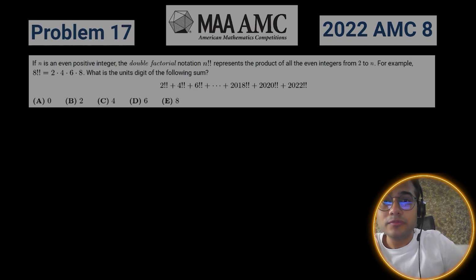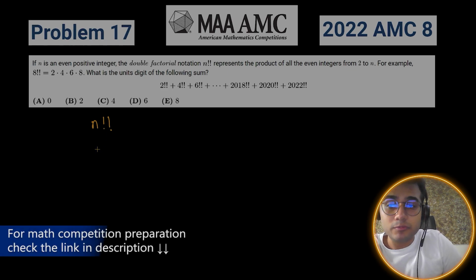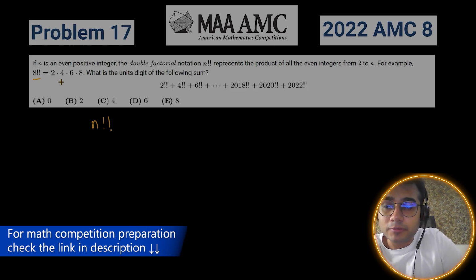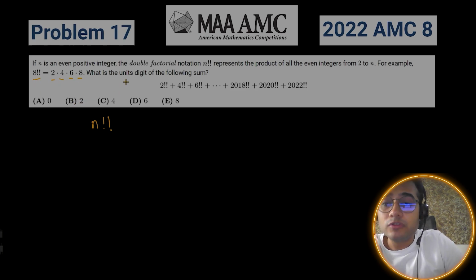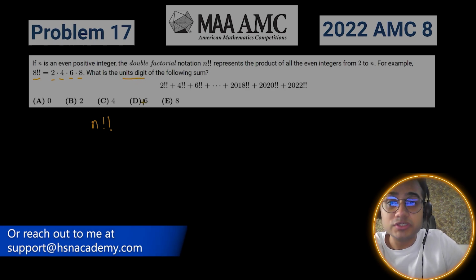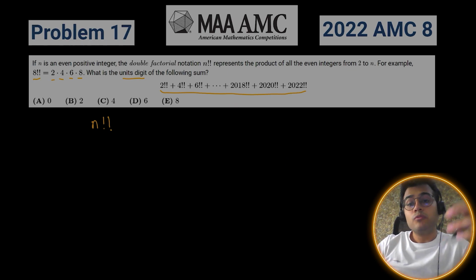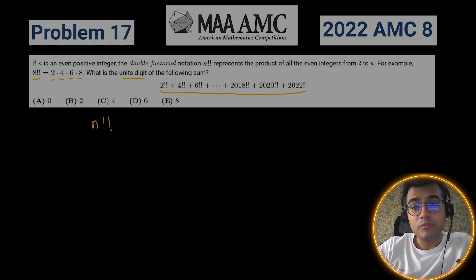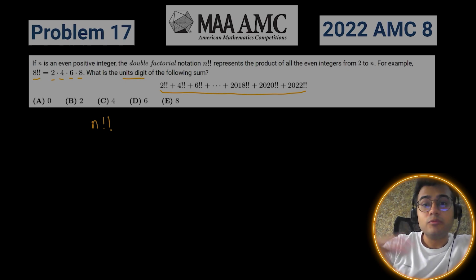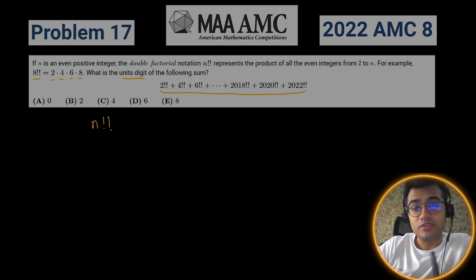Okay, so in this problem, they're defining this notation n double factorial as the product of all the even numbers from 2 to n. For instance, 8 double factorial is 2 times 4 times 6 times 8, and so on. What they want is for us to find the units digit, which is the last digit of this whole sum. Now, this may look very scary, but actually it's very simple, because since we want to find the last digit of this whole sum, we only need to know the last digit of each of these individual numbers, and then we will be able to find the last digit of this whole sum.